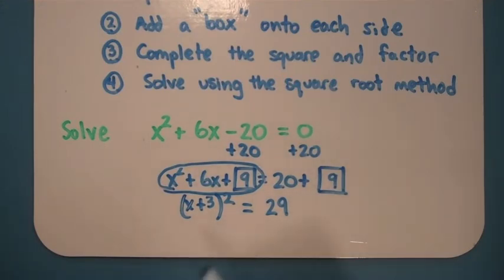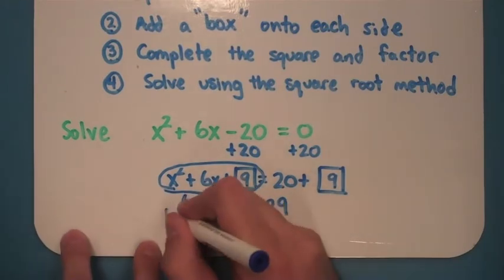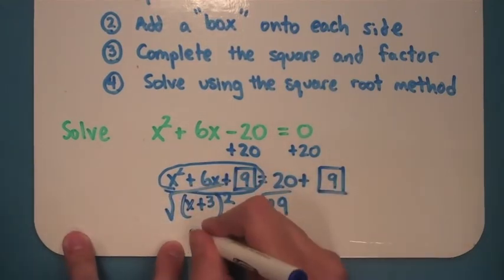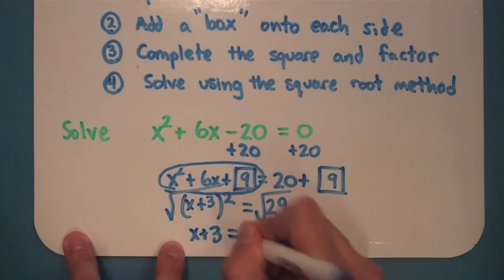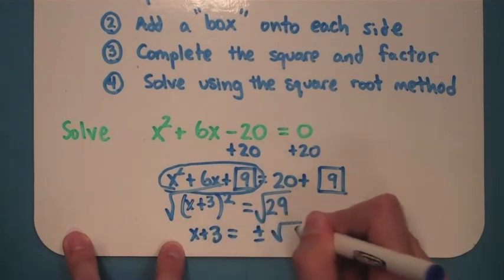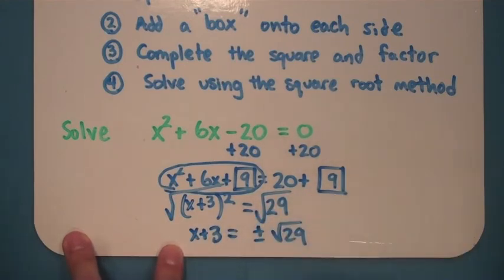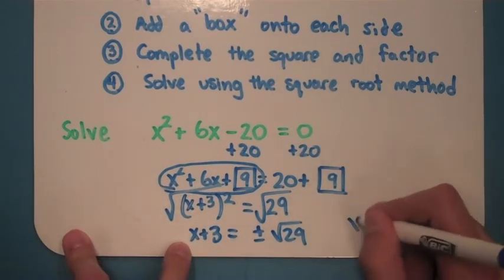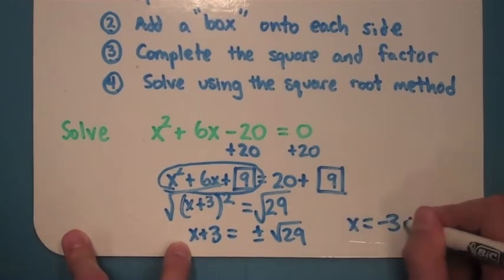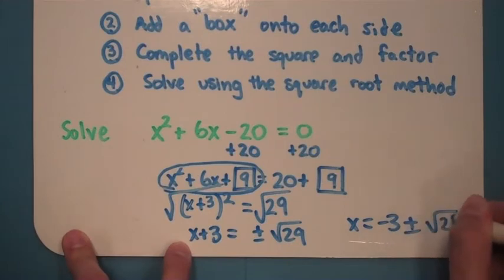This is a square root method problem where all you do is take the square root of both sides. You get just x plus 3 equals plus or minus square root of 29, which doesn't simplify. And you do a factor, like I said, it doesn't simplify, you just do a minus 3, you get x equals negative 3 plus or minus square root 29.